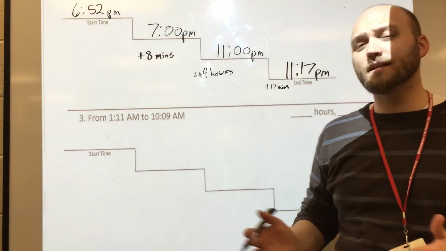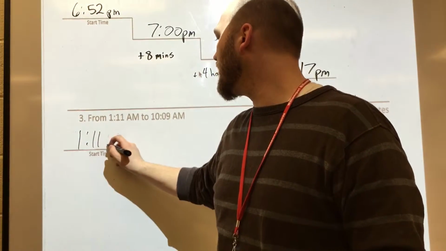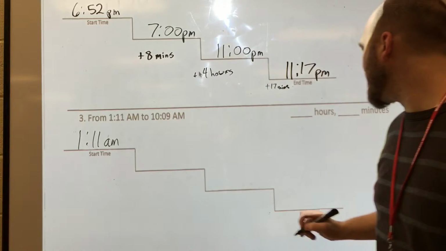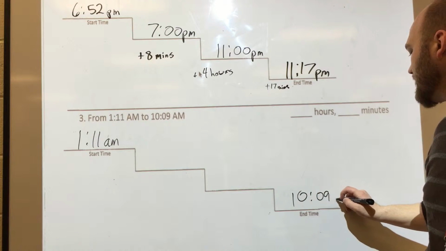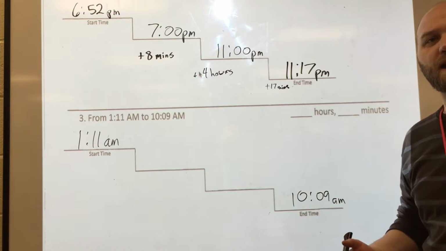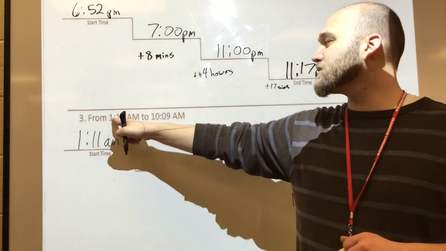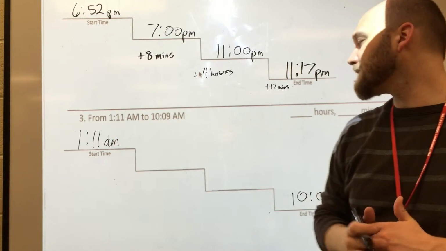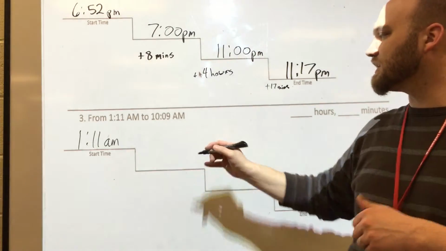Let's look at one more example that's just a little bit longer. So again, I'm starting at 1:11 a.m. and I'm ending at 10:09 a.m. So 1:11 a.m. to 10:09 a.m. I might want to make a note if this were the next day, say this were Tuesday and this were Thursday even. I make a note of my days in another special section. Just draw a little line in here.